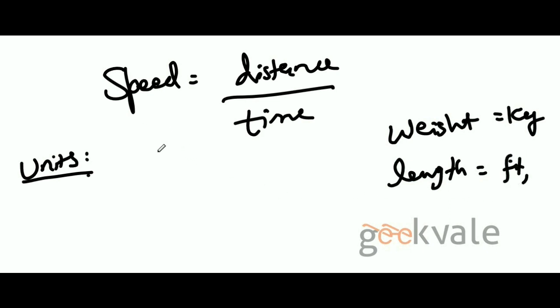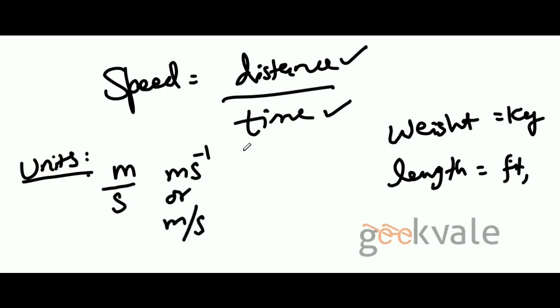In a similar way, speed has different units depending upon what unit you are using for distance and what unit you are using for time. For example, if I'm measuring distance in meters and time in seconds, the unit for my speed will be meters per second. Suppose the distance is measured in miles and the time in hours. Make a guess, it's miles per hour.